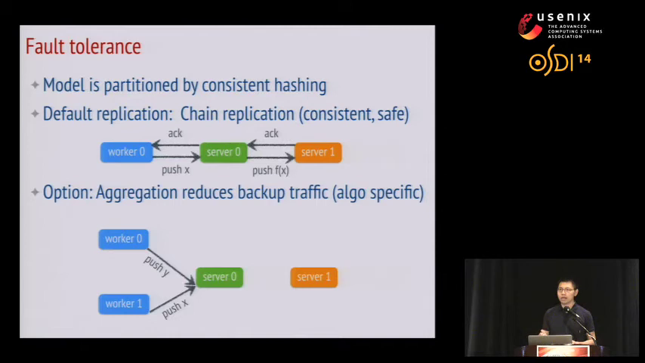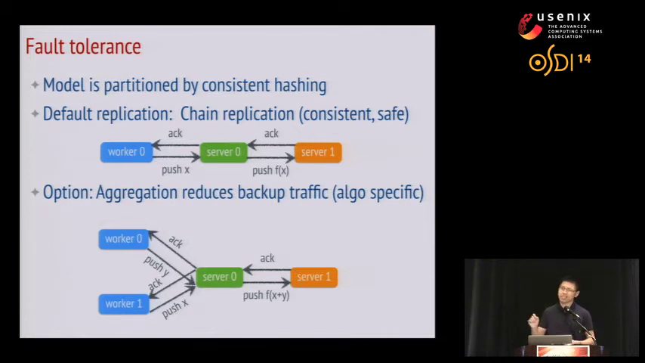Remember, for gradient descent, each server machine needs to aggregate all the gradients from the workers. So rather than backing up every individual gradient, we can just back up the aggregated gradient. For example, if we have 2 workers and they want to push X and Y to the server, the server first waits until both X and Y are ready, aggregates X and Y and backs it up, then replies to the workers. In this case, we can reduce the backup traffic.